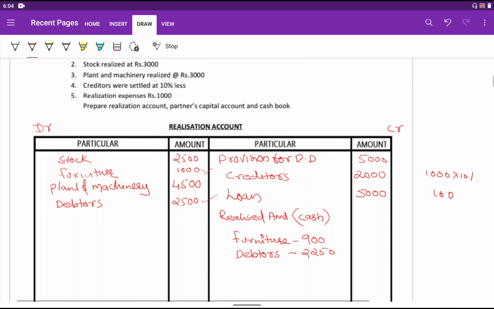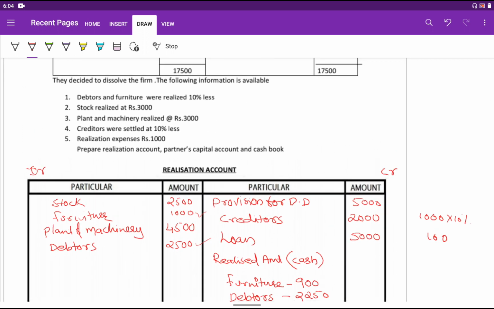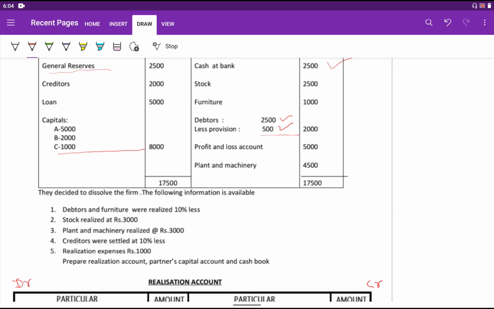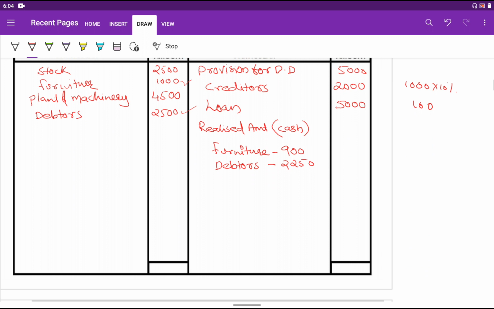So next adjustment is stock realized at rupees 3000. What is the value of stock here in the balance sheet? 2500. So we got 500 profit. Stock realized at rupees 3000, so 3000 you can write here.